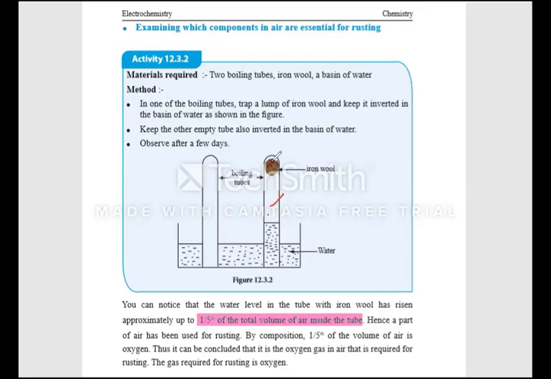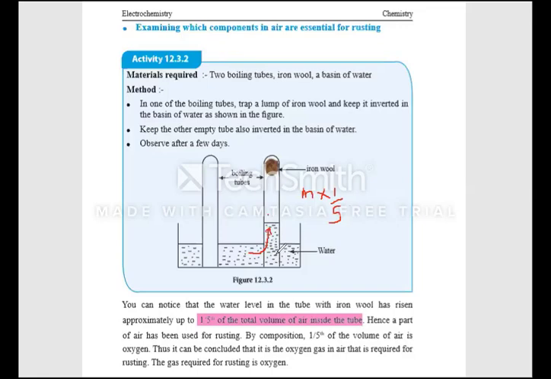After a few days, for this process of rusting, a certain amount of air is taken up, right? So when that certain amount of air is taken up, to fill that empty space, water from the basin will flow in, right? So the amount of air taken up by the iron wool for the process of rusting is equal to the amount of water that has risen inside the test tube, right? So that amount of water is 1/5 of the total volume. So we can see that only a part of the air has been used for rusting.